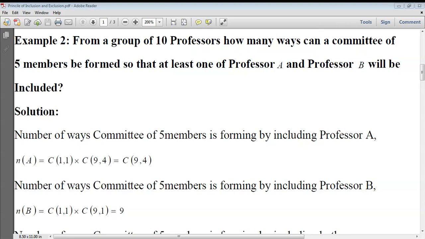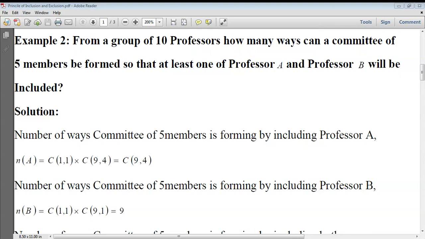So you need to form a group of 5 members. Okay. So totally there are 10 professors. Out of them, you have Professor A in the list and Professor B is also in the list. So you need to form a committee of 5 members so that the committee includes at least one of Professor A or Professor B. So totally there are 10 professors, and out of them you need to make a committee of 5 members, and out of the 5 members committee you should have at least one of Professor A or Professor B.